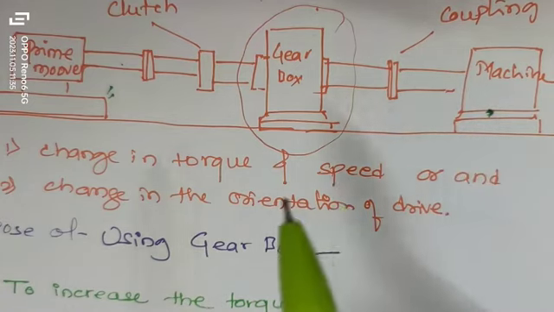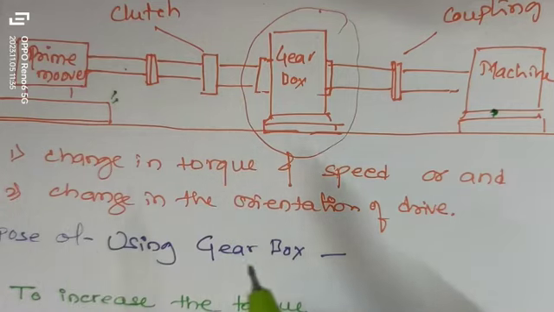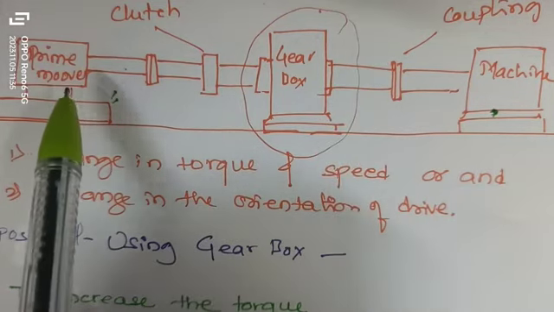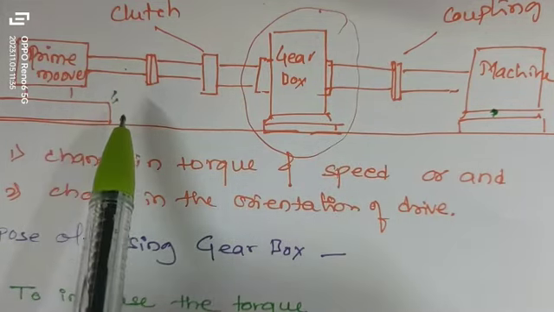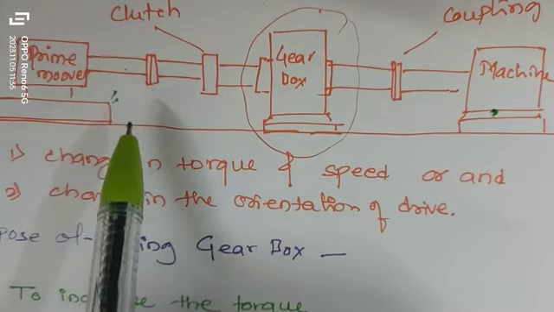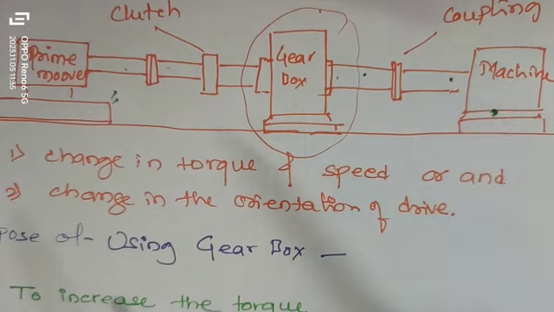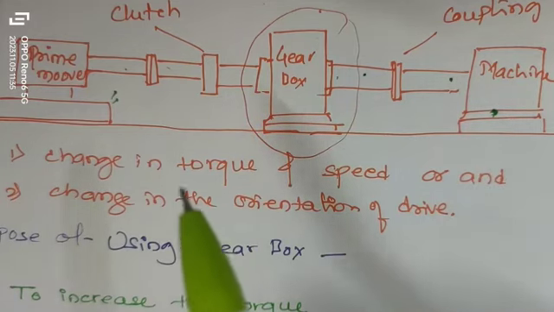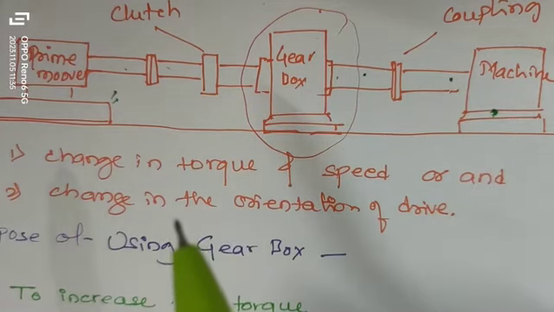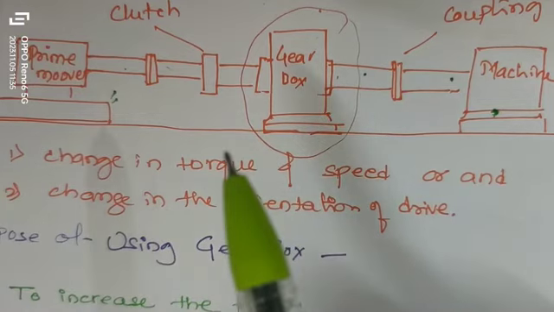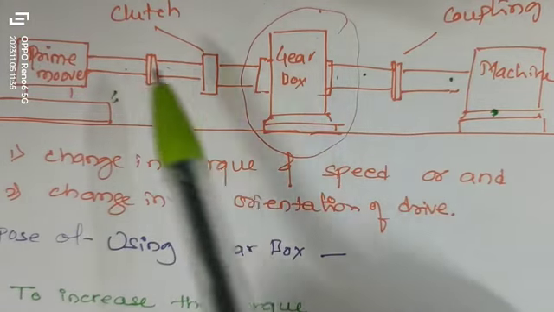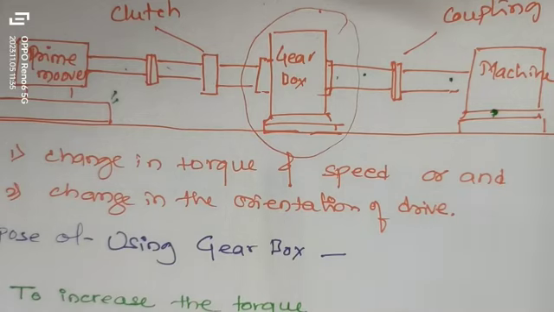Another: to facilitate specific relative position of the machine shaft and the prime mover shaft. Certain applications need specific relative positions of the machine shaft and the prime mover shaft. In such cases, the gearbox is used to connect the two shafts.